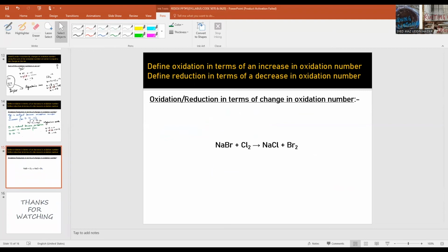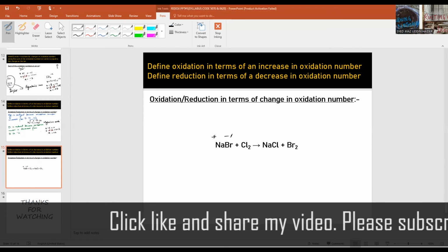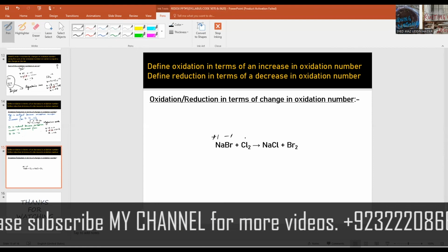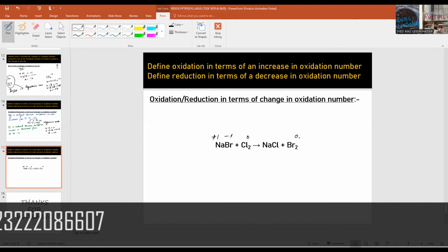So what's happening here? Let's write the charge on each atom here. Bromine is a non-metal, sodium is a metal. So you can easily work out the charges on these. The valency of bromine will become its oxidation number. The valency of bromine is -1. So in order to balance this -1, sodium must carry +1. So +1 will be the charge on sodium. What about chlorine gas? It must carry 0. Bromine gas, on the right hand side, also carries 0 charge.